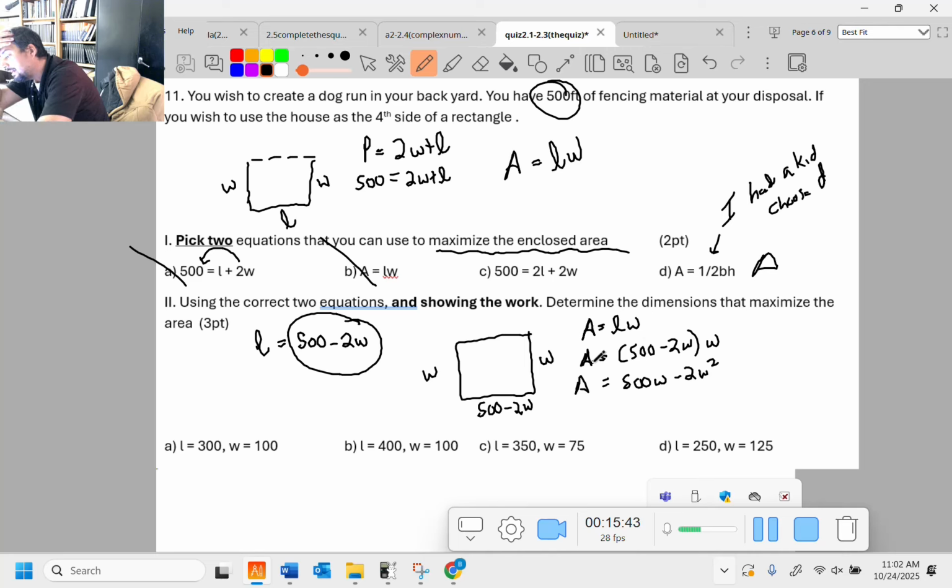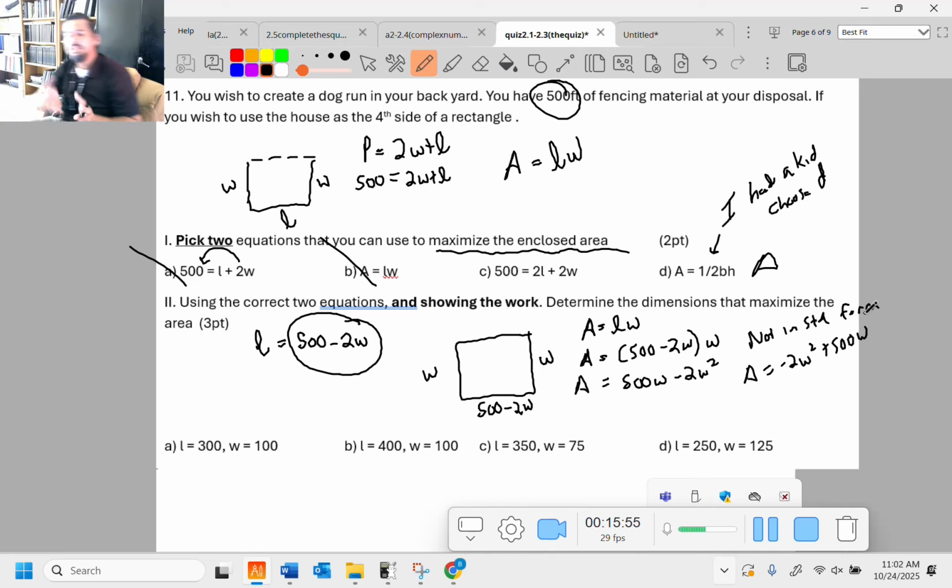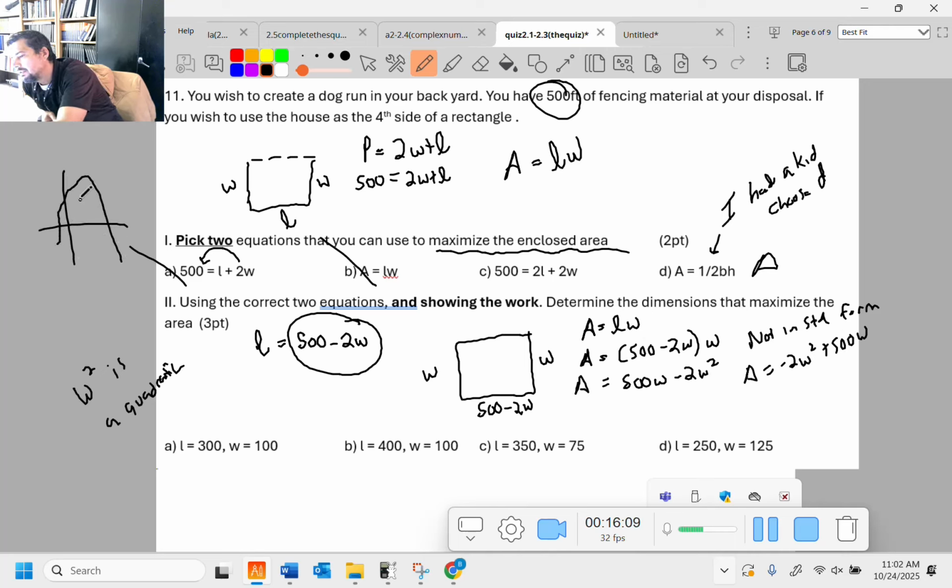Now, this thing is not in standard form. So area is going to be negative 2w squared plus 500w. Why is it a big deal that I put it in standard form? Because I'm talking about a quadratic. w squared is a quadratic. It's a negative 2w squared, so the graph looks something like this. This point right here is the maximum.